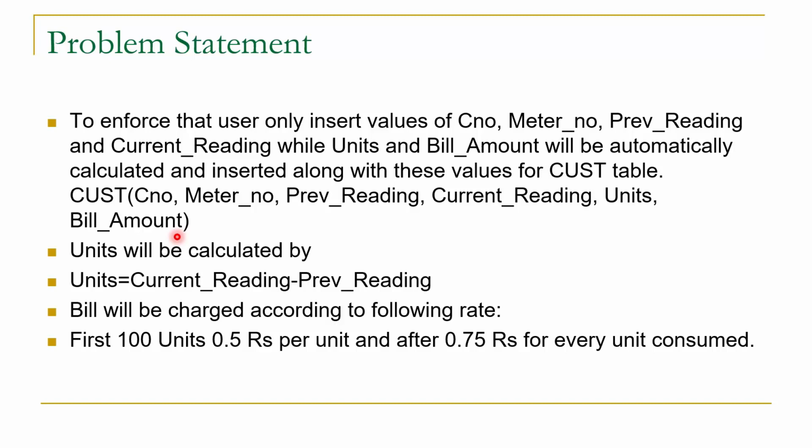When the actual insert operation is performed on the table, the value of 6 columns should be stored in the table. The value of 4 columns will be supplied by the user, while the value of 2 columns will be derived by the trigger. So when the actual insert operation is performed, these 6 values should be inserted into the customer table. The units are calculated by subtracting previous reading from current reading, and the bill is calculated based on the following conditions. For the first 100 units, the rate is 0.5 rupees per unit, and after that for each extra unit, the rate is 0.75 rupees.